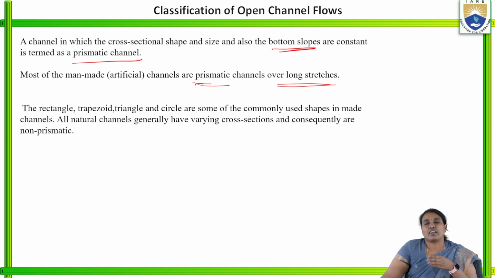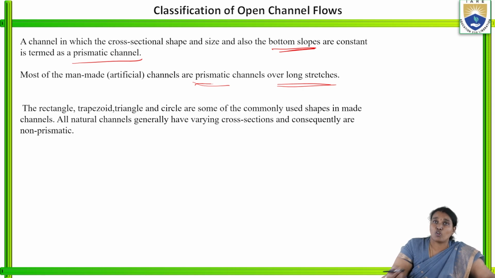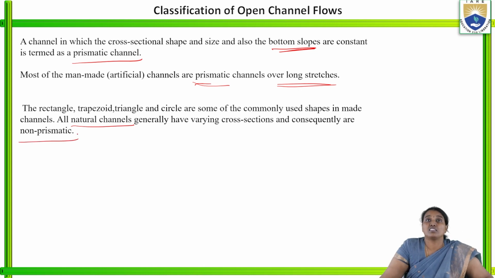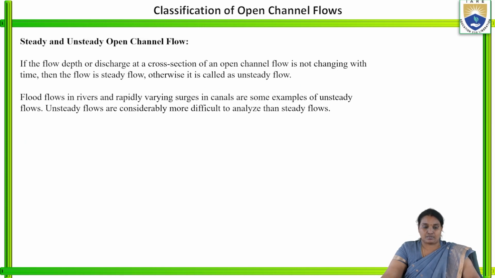Once we are considering different types of rivers, in any 10 or 100 kilometer stretch of a river, the depth varies, the shape of the river also varies, and the bed slope also varies. So all natural channels are termed as non-prismatic. All natural channels are non-prismatic.